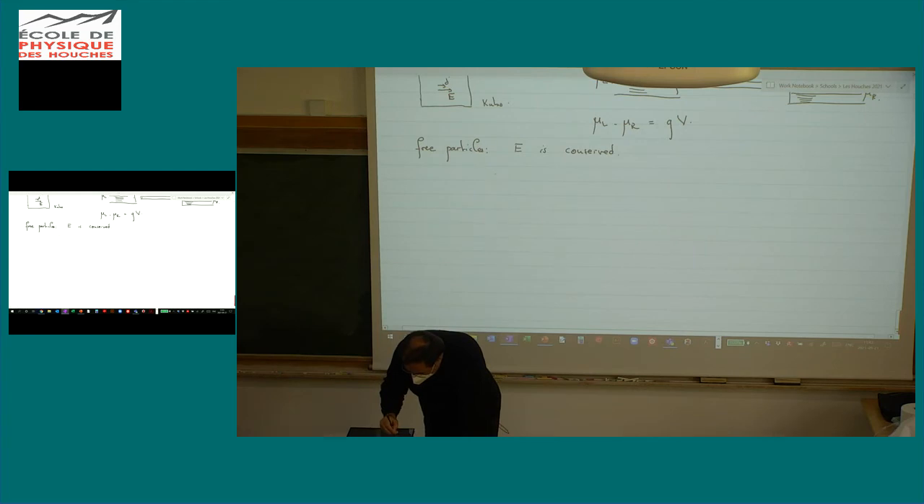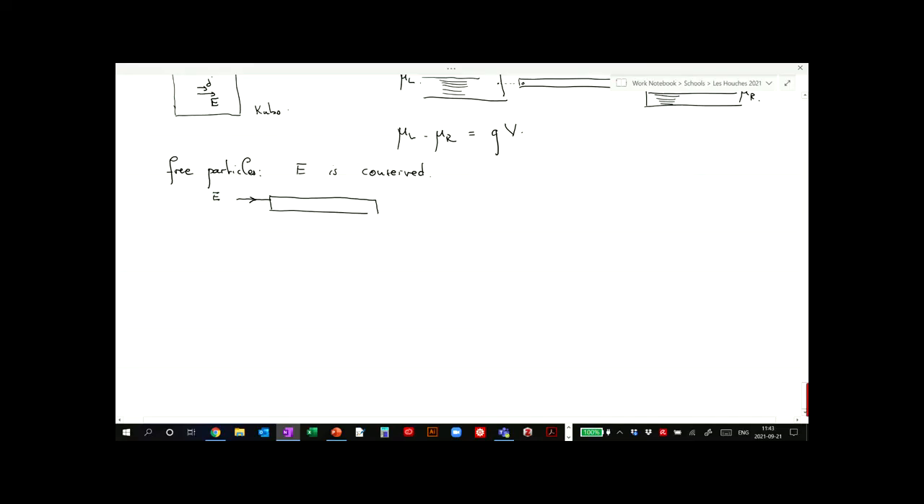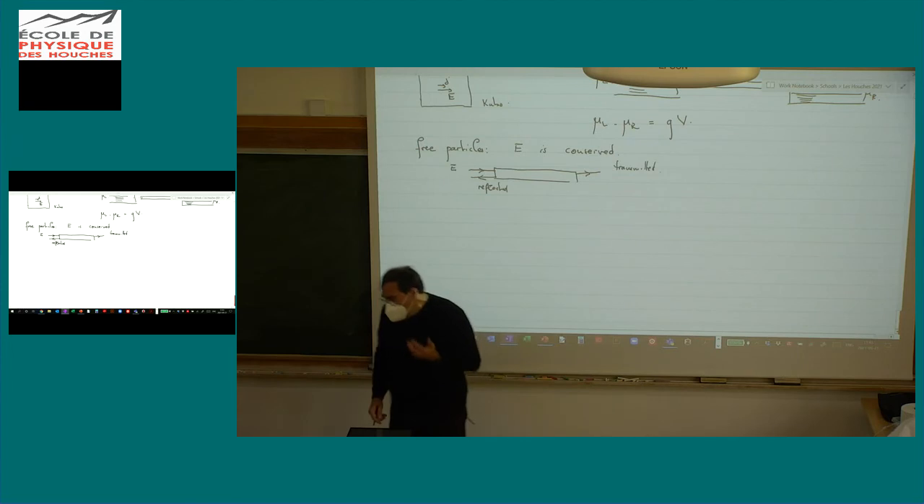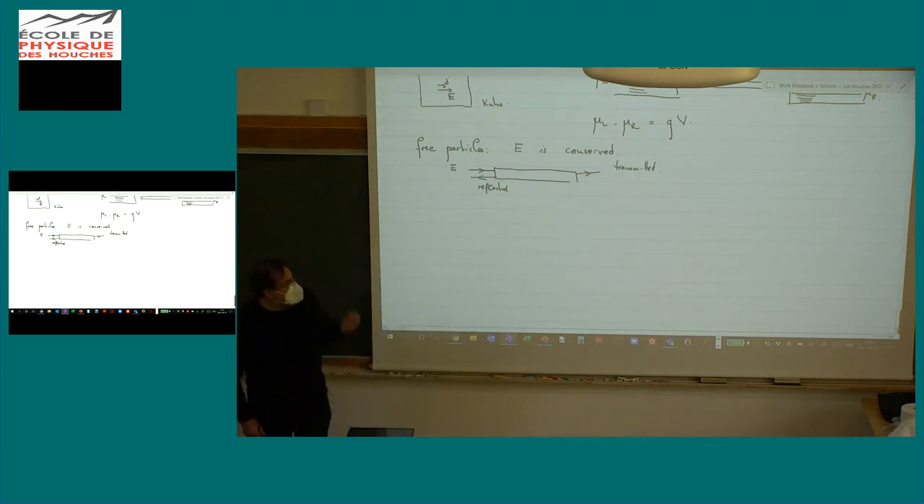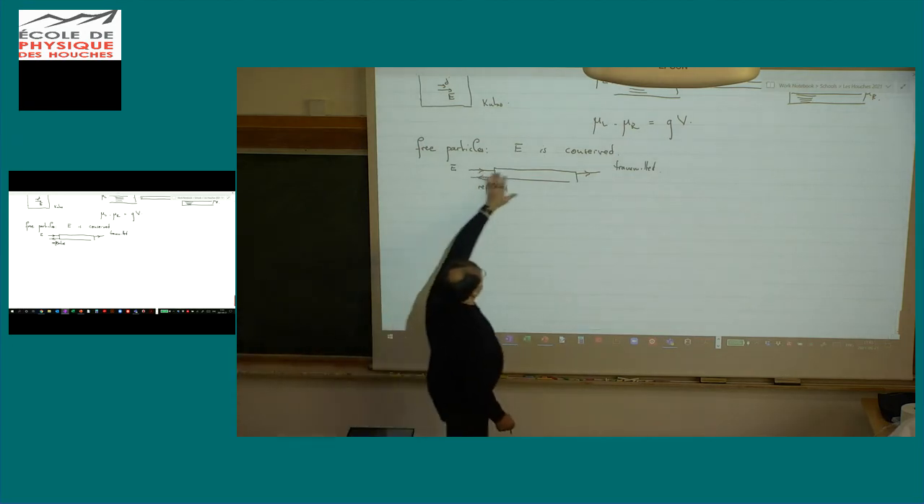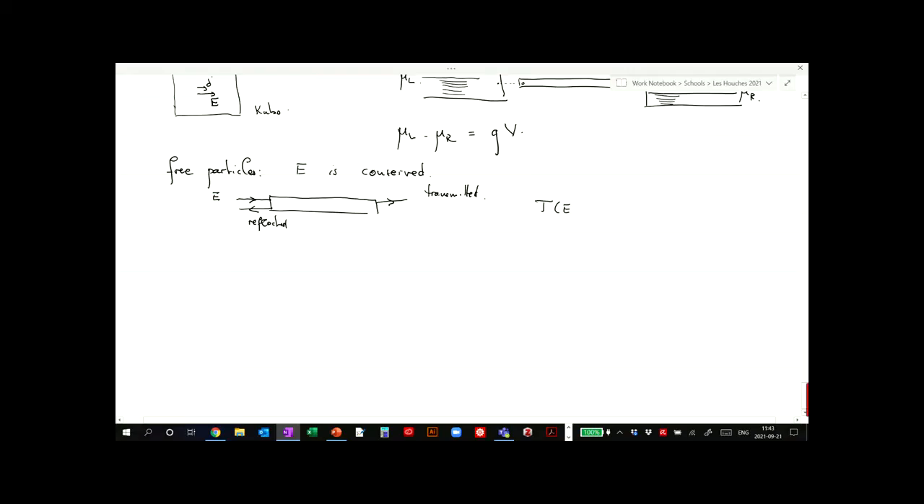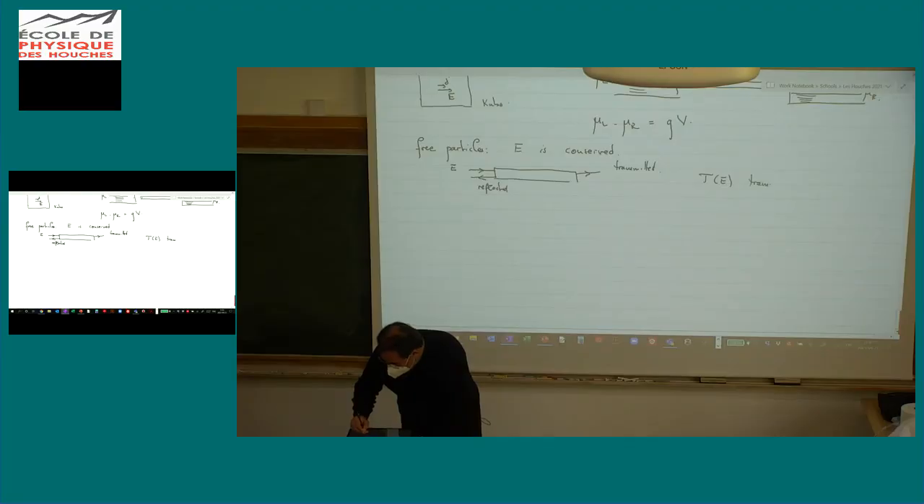system. So I can imagine something where I have a plane wave which is going here with an energy E, and this part will be transmitted and a part will be reflected. And in a way, I should be able to relate the current to this coefficient of transmission. So let me call T of E the transmission coefficient.